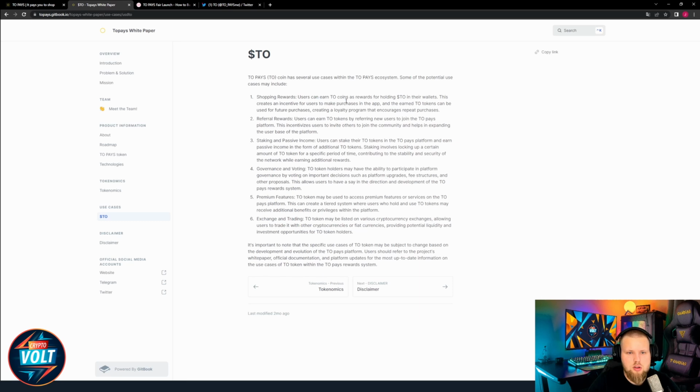Shopping rewards. Users can earn TO coins as rewards for holding TO in their wallet, creates an incentive for users to make purchases in the app. So basically, you use your tokens in an app to buy stuff, and these TO tokens you get by just holding. Referral rewards, staking and passive income. Staking is locking up your tokens, obviously. And passive income, is there also some rewards? Governance and voting, premium features, exchange and trading.